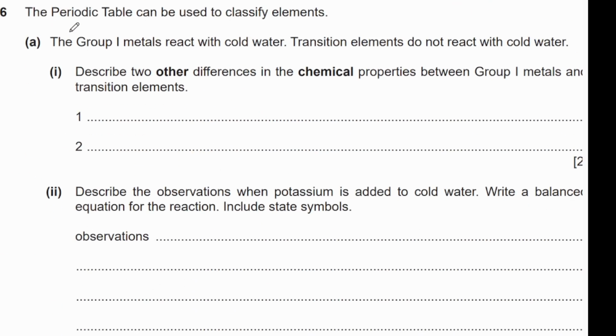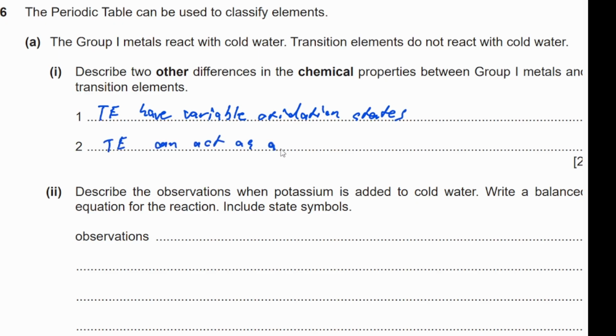Last question. Question 6. The periodic table can be used to classify elements. Group 1 metals react with cold water. Transition elements do not react with cold water. Describe two other differences in the chemical properties between group 1 metals and transition elements. So the first chemical property is that transition elements have variable oxidation states. And transition elements can act as a catalyst.